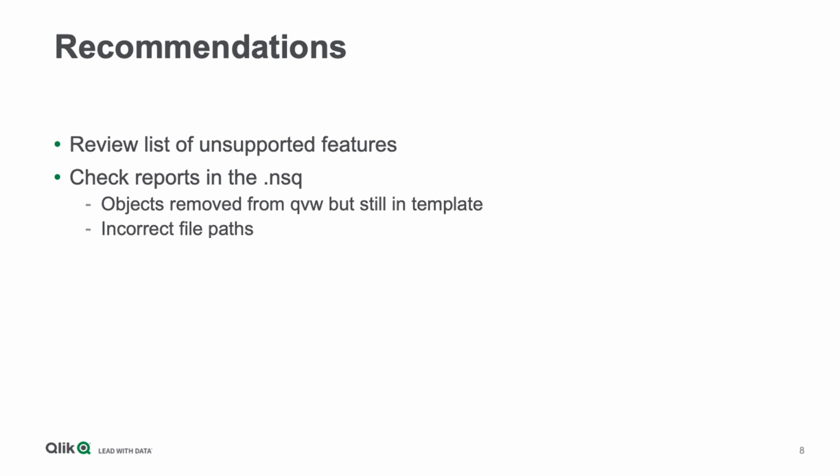You'll also want to, within your NPrinting 16 NSQ, check the reports. If for whatever reason the migration tool cannot find a template file, it'll produce an error that could result from a number of different reasons. It could be an incorrect file path for the report. It could be an environment variable that resolved to an incorrect file path as well. Or potentially it could be objects that have been removed from the QVW but are still inside of the report template. So really some due diligence around your NSQ prior to using the migration tool is highly recommended.